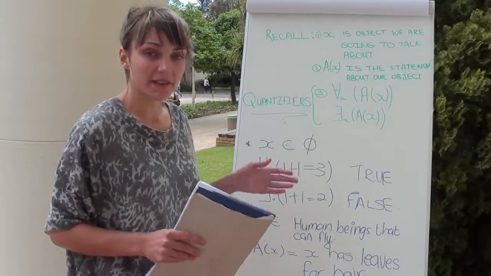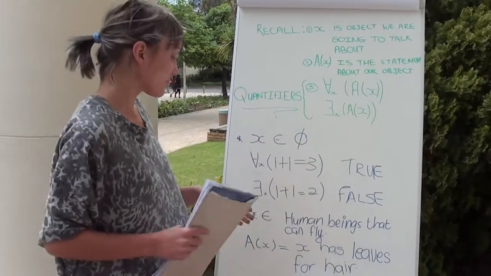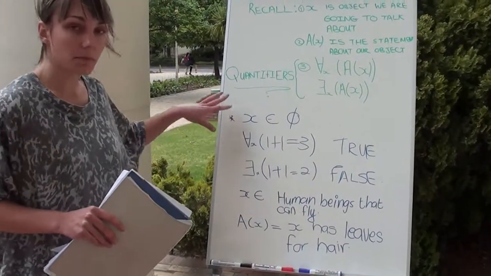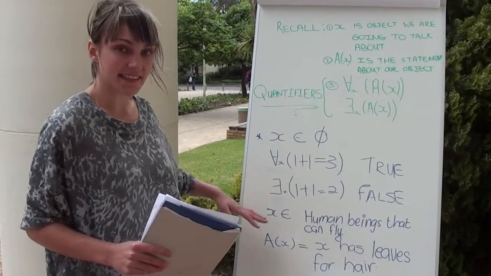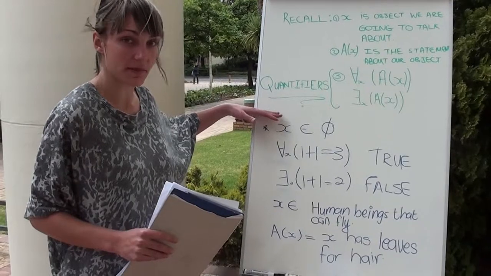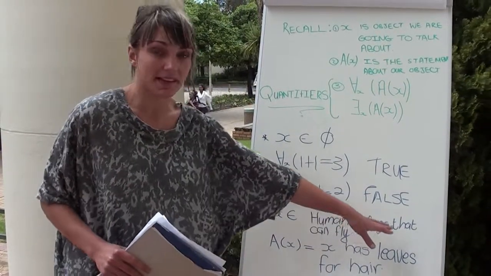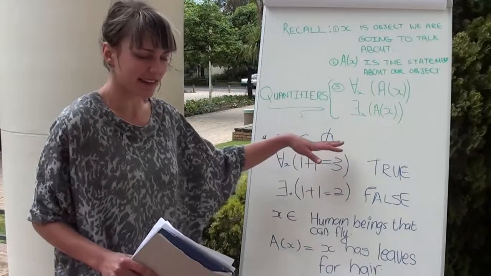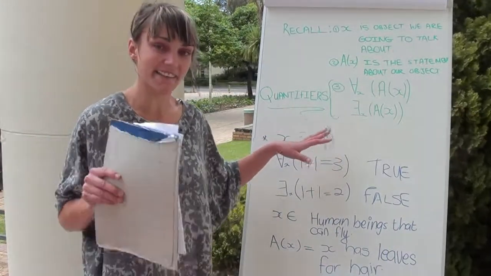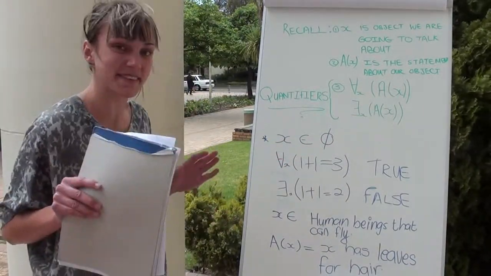An interesting example that I want to consider is when X is an element of the empty set. I will compare it with something that is easier to understand. When I say X is an element of human beings that can fly, and X is an element of the empty set, not open set. You have to be very precise: not open set, empty set. I always confuse it, but it's the empty set.